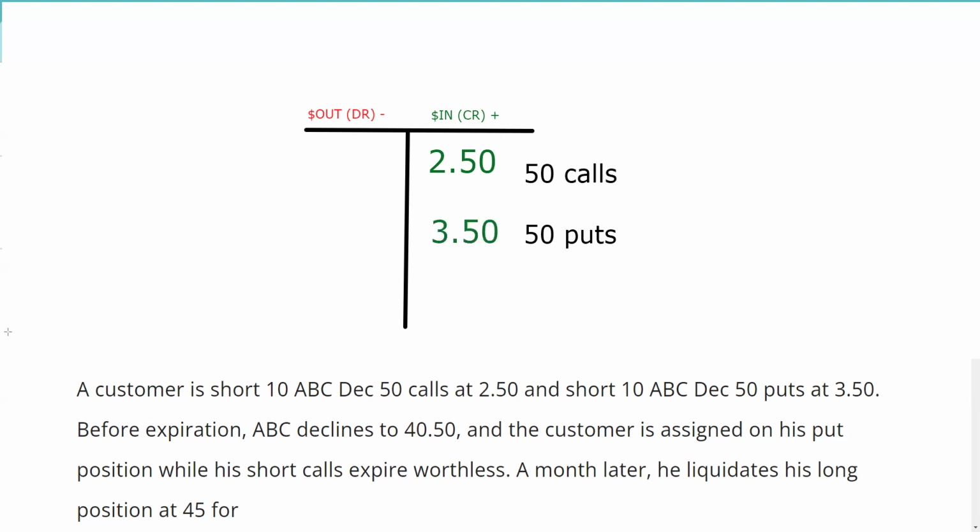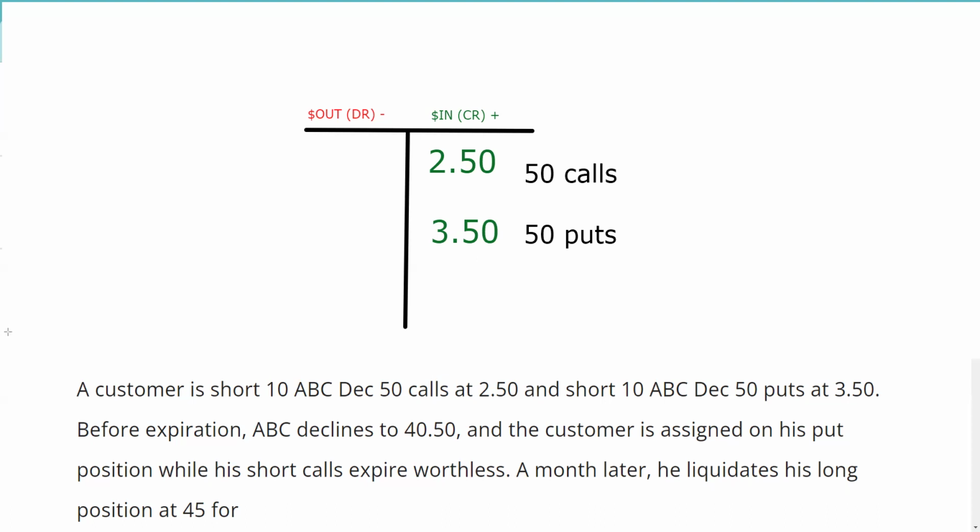There's my 50 put. So it looks like I brought in the 6 points. So again, if you're going to just memorize, this is a short straddle: strike price plus total premiums, 56, strike price less total premiums, 44. And 45 is 1 point inside. Okay, let's continue on to the question.